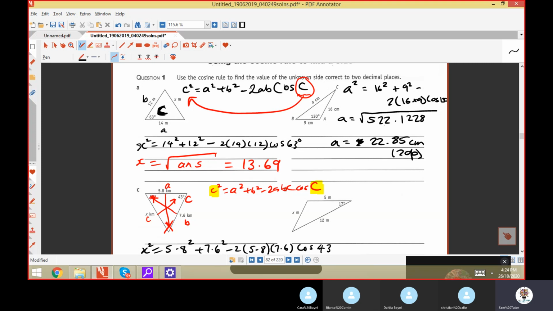Questions? Okay. It's honestly just very mechanical work. If you know how to use the formula, it's very straightforward.